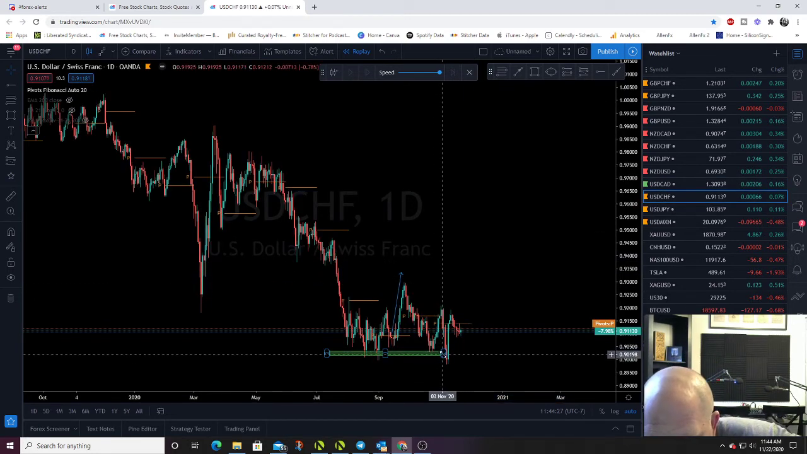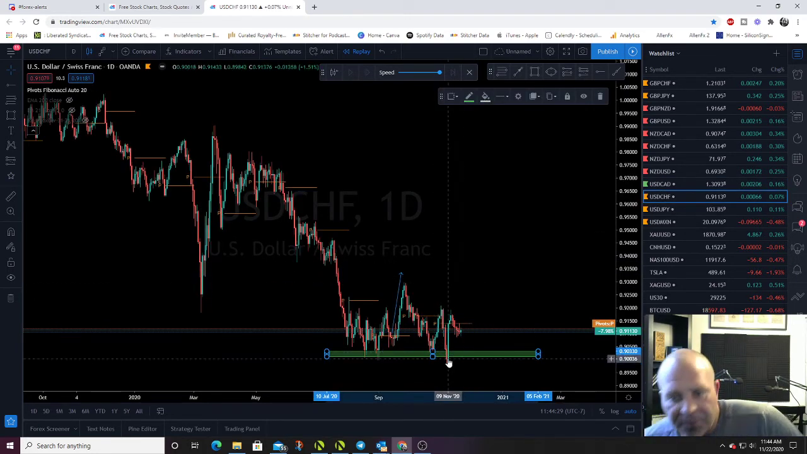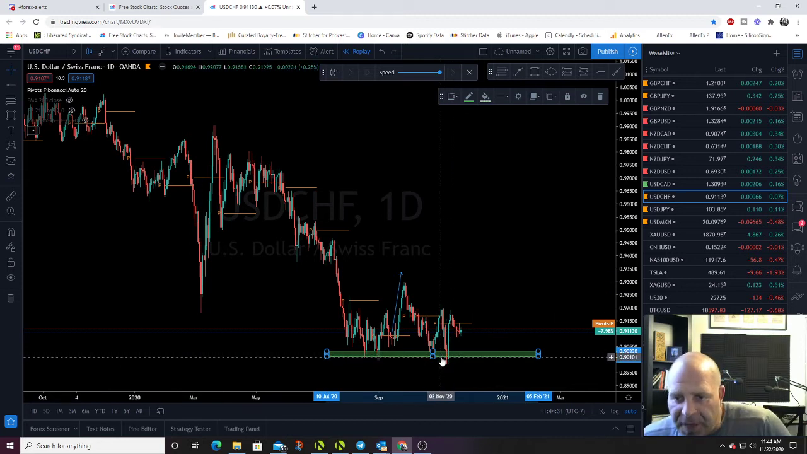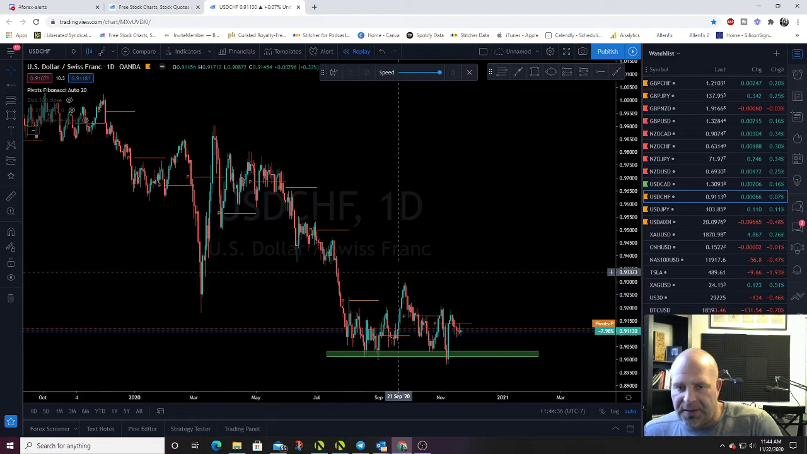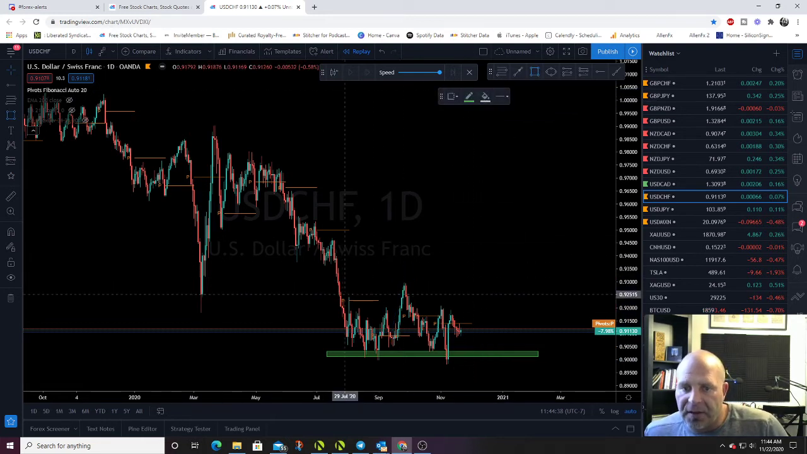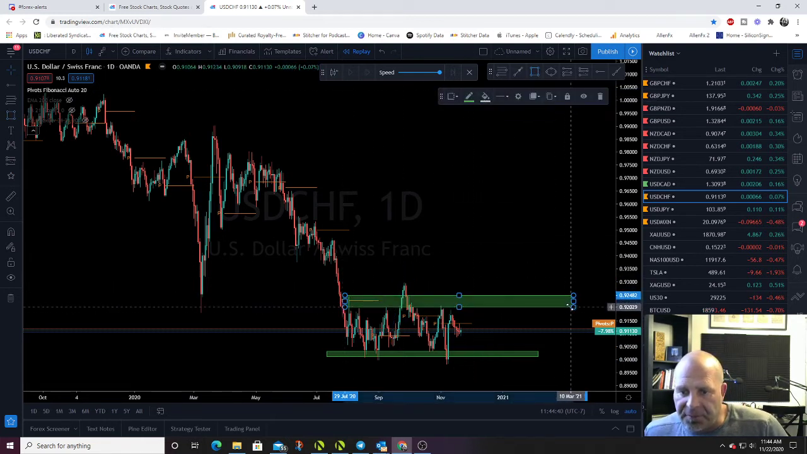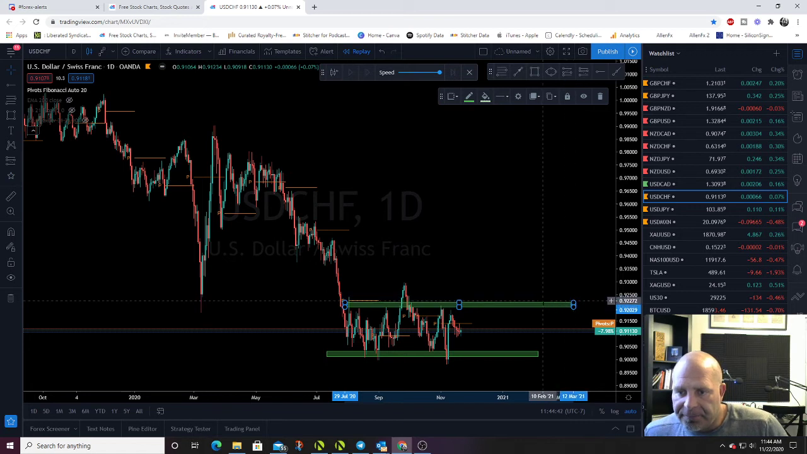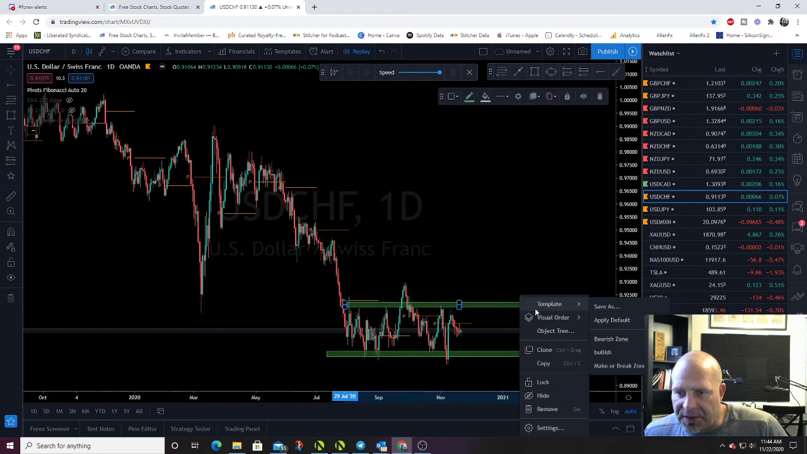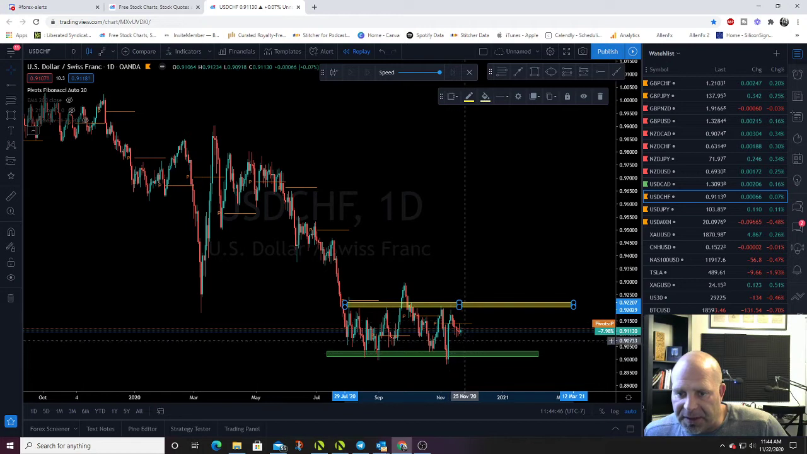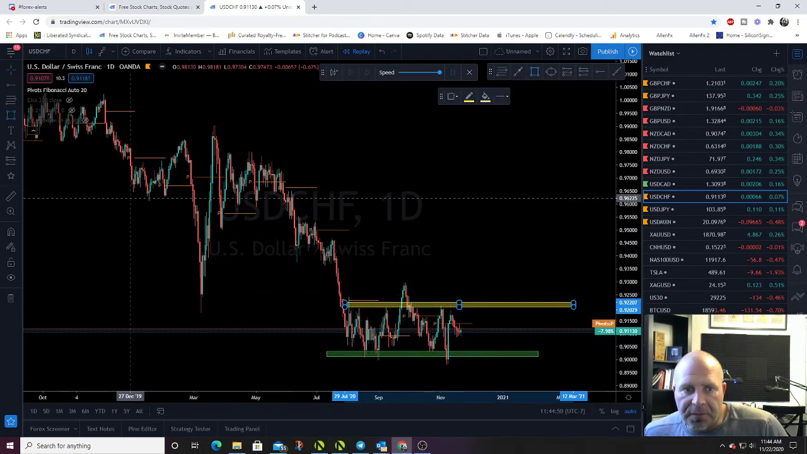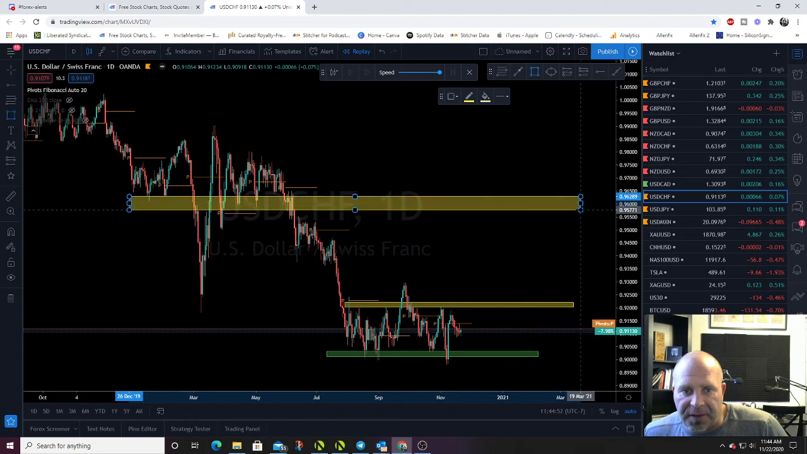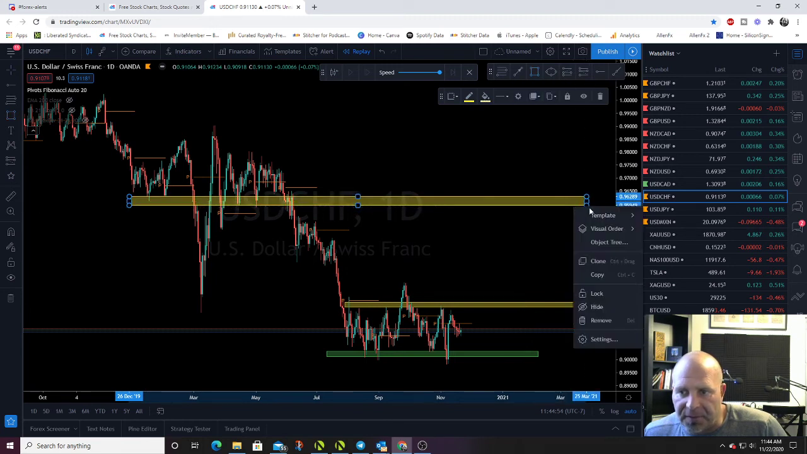NZD CHF. Good rejection off the bottom. We're in a bullish flag. You know what I'm going to do here? I'm going to call this make or break, so we could channel trade in between here. But man, if we pop up, we're going to have our next bearish zone up here. I'm going to give it some room.